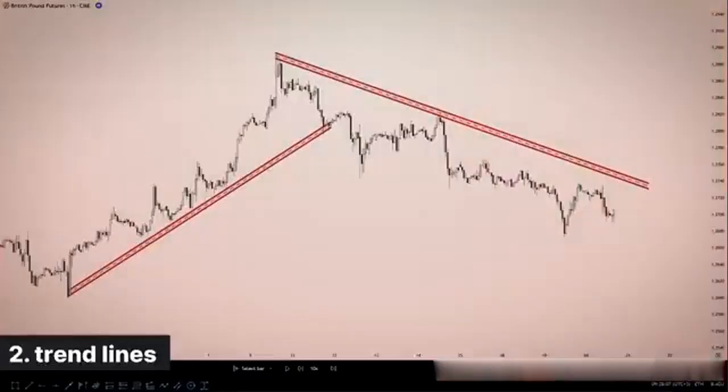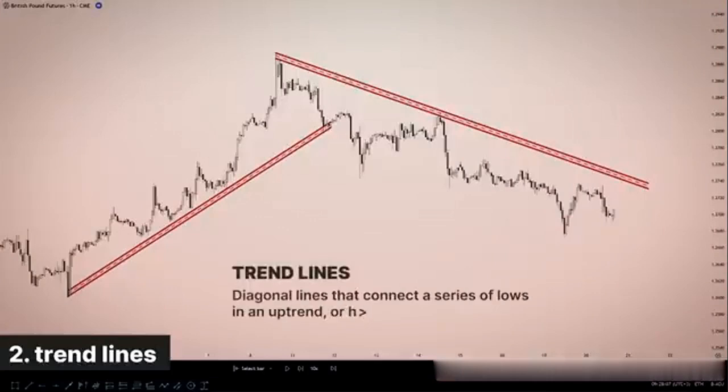Trend lines are another favorite tool of traders. The diagonal lines that connect a series of lows in an uptrend or highs in a downtrend.